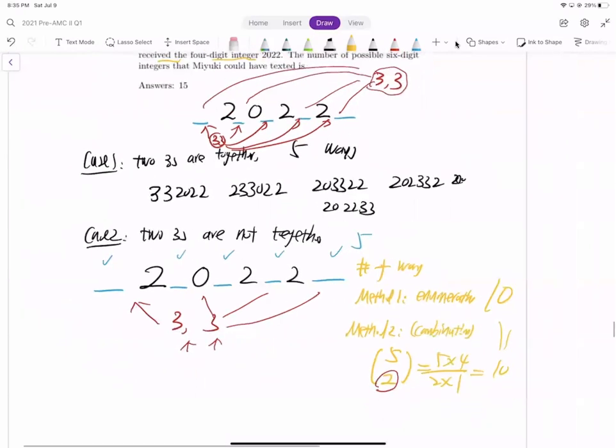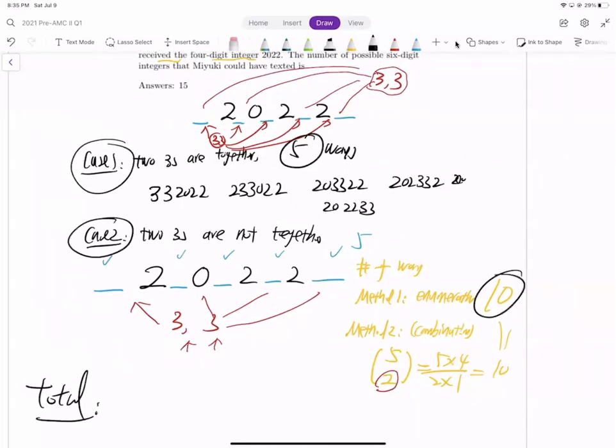All right, okay. And then the total will be, because you have 2 cases, case 1, we get 5, case 2, we get 10. So the total is just adding the different cases together, which is 15, right?